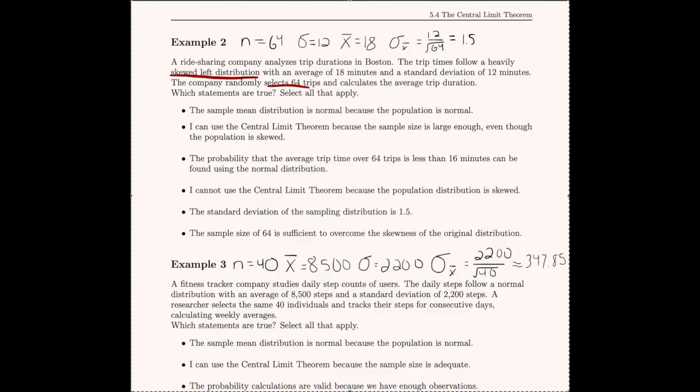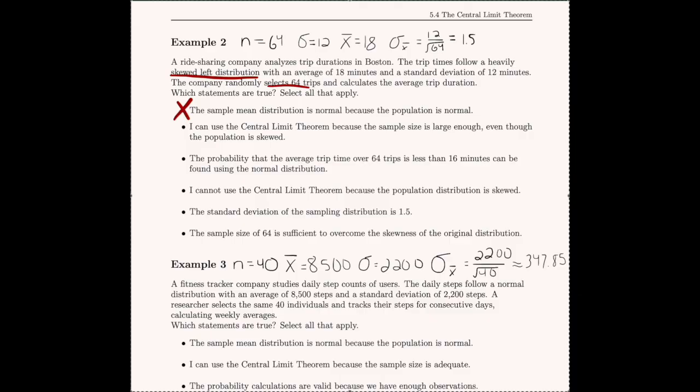The first statement says the sample mean distribution is normal because the population is normal. This is false. The sampling distribution isn't normal because the population is normal. The population, we're told, is skewed left. The sampling distribution is normal because the sample size is 30 or bigger. That's why. So this statement is false.